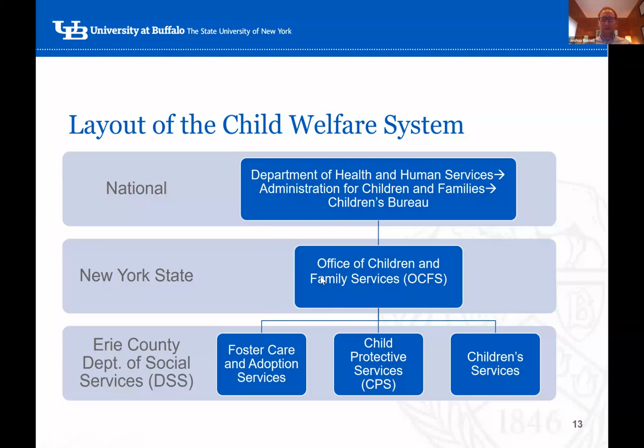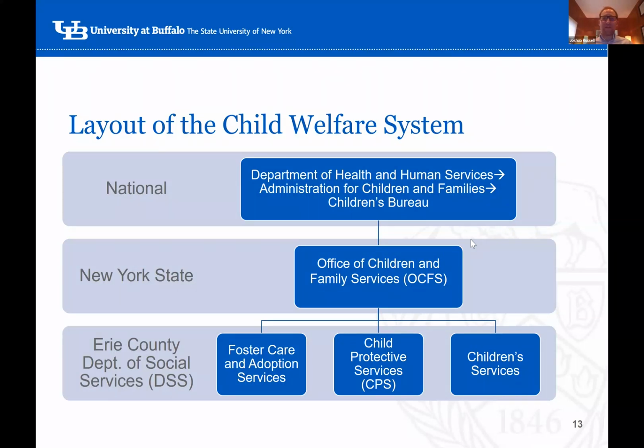So this diagram gives a basic layout of the child welfare system. And there are national, state, and local levels. In New York State, most of the services are run at the county level. And there's no state or group of states that functions under one national umbrella. So the national level is more about information. So you have the Department of Health and Human Services. Within that, you have the Administration for Children and Families. And within that, you have the Children's Bureau, which is the national voice for this system.